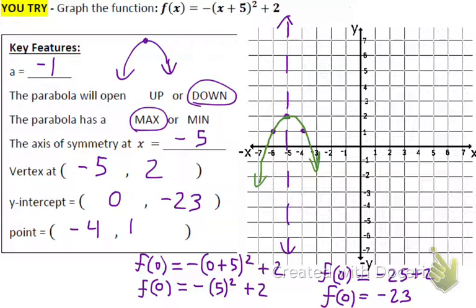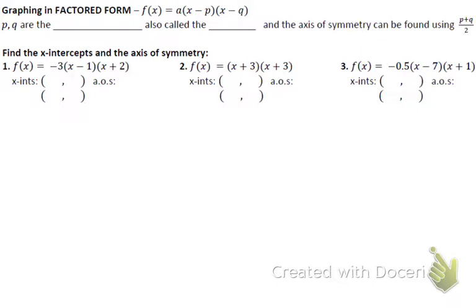Another form we may see is called factored form. P and Q are called the zeros, or you can call them the roots. And anytime we want to find the axis of symmetry, we can average the two roots or zeros together.